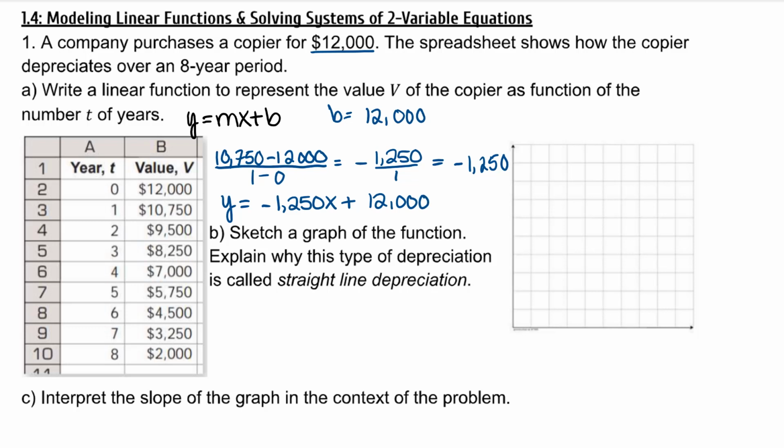Sketch a graph of the function. Explain why this type of depreciation is called straight line depreciation. First, be sure to label your axes. Our x-axis is actually the t-axis in this case, and the y-axis is labeled v. For the t-axis, I'm going to go by 1 unit each. For the v-axis, I'll go by 2,000. Now go ahead and graph your points.